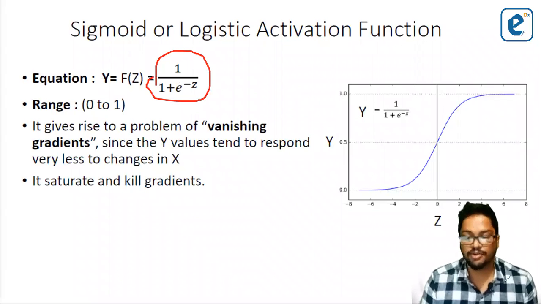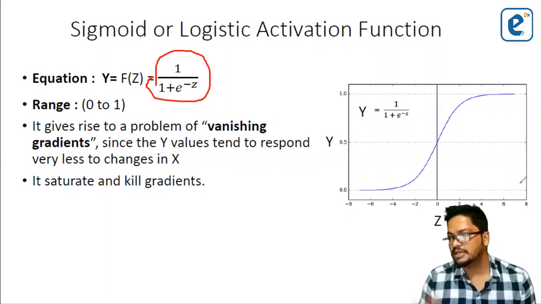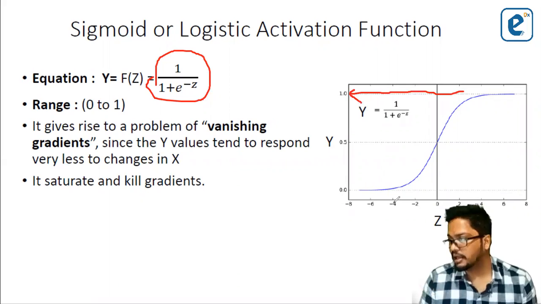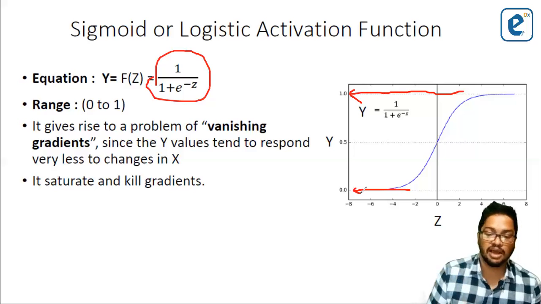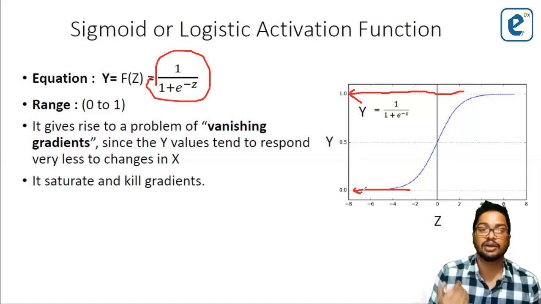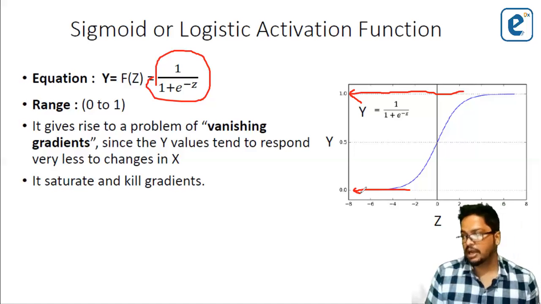So the specialty about this is that the Z value can range from minus infinity to plus infinity. It can be any real number. But the specialty here is that Y will be restricted between 0 and 1, no matter what the Z value is, right? That means if you have a sigmoid activation function for a layer, all the neurons in that layer can only output a value between 0 and 1 regardless of the Z value. You can simply verify this equation.